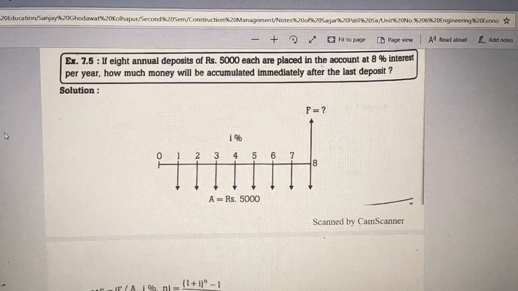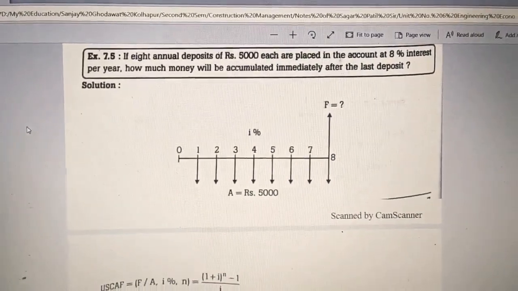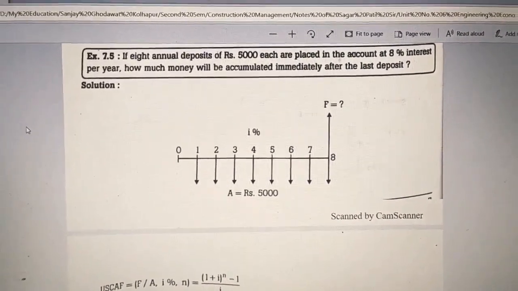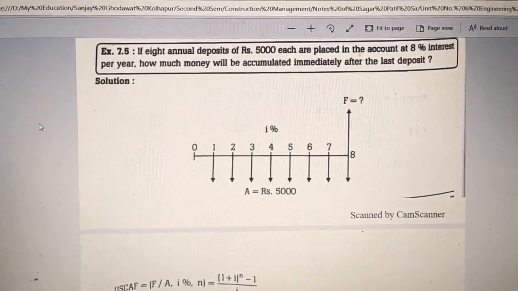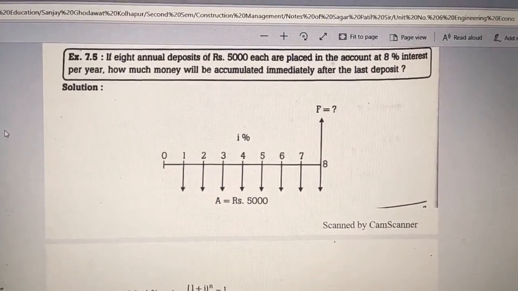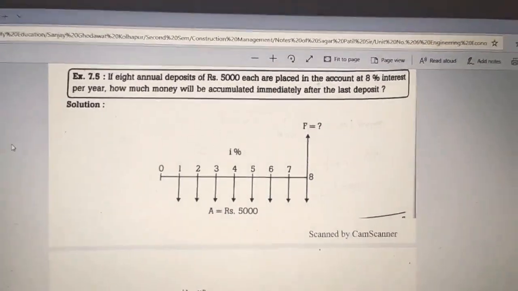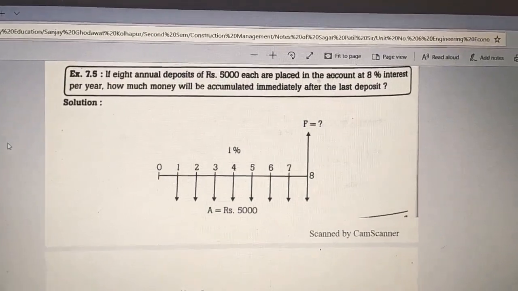So now let me consider a numerical problem. Here the numerical problem is: if 8 annual deposits of ₹5,000 each are placed in the account at 8% interest per year, how much money will be accumulated immediately after the last deposit?